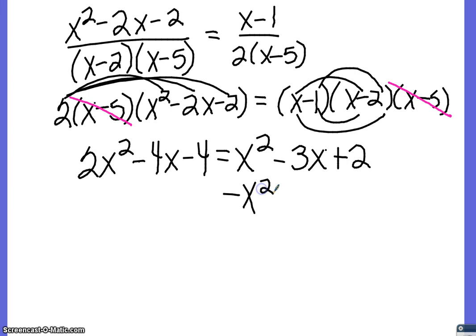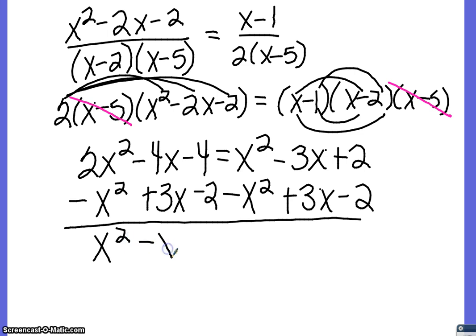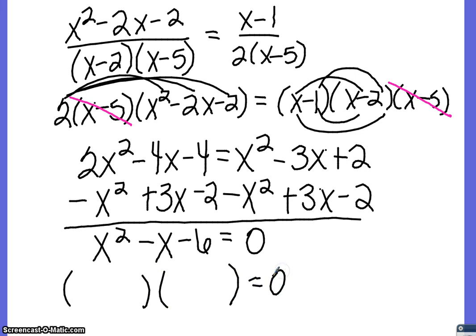I subtract my x squared. I'm going to add 3x, and I'm going to subtract 2 all over here. So I minus my x squared. I'm going to add 3x, and I'm going to subtract 2. So here I end up with x squared minus x minus 6 is equal to 0. Remember, in order for us to factor, our quadratic has to be equal to 0. So then we're going to factor. I'm going to have an x minus 3 and an x plus 2.